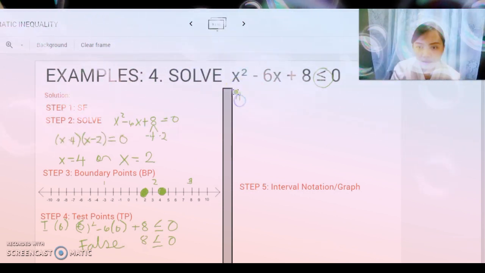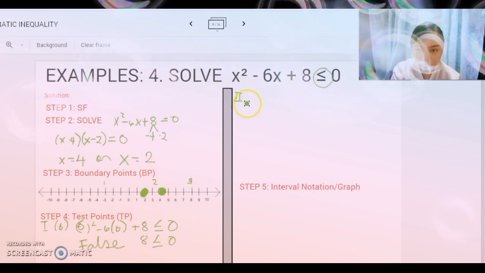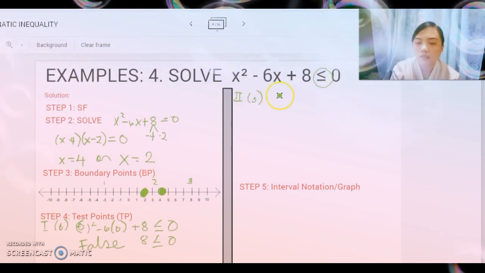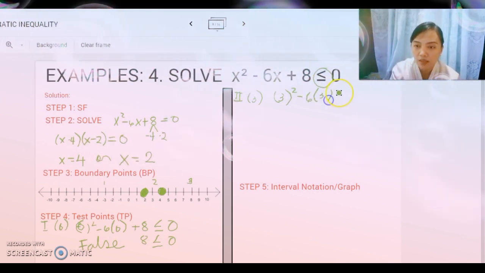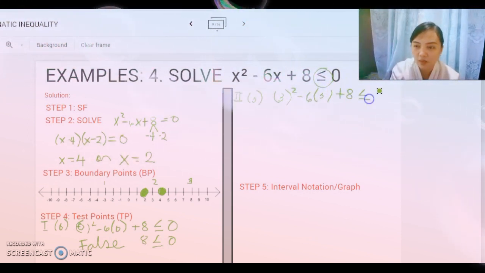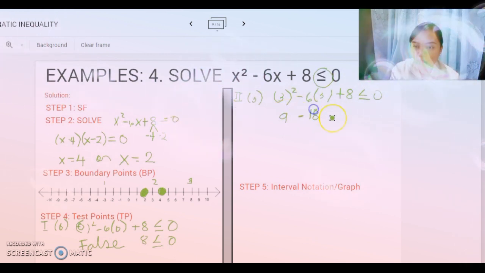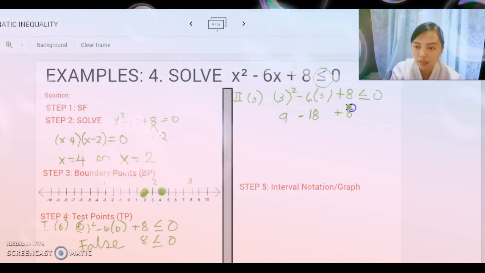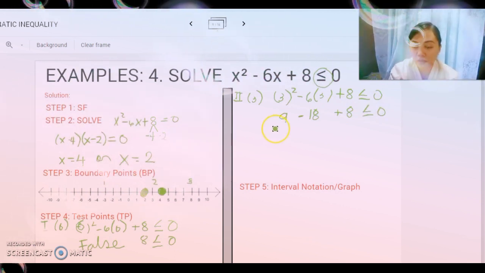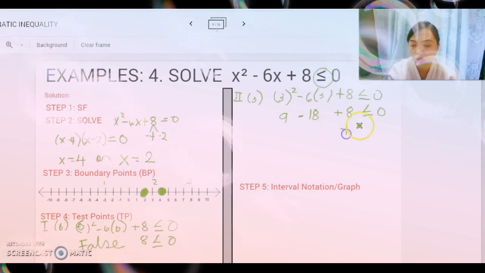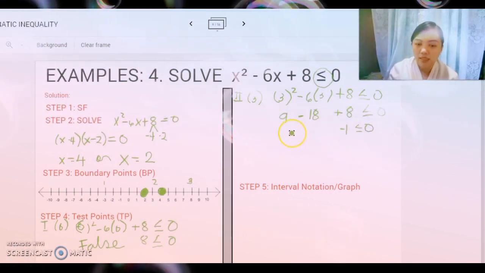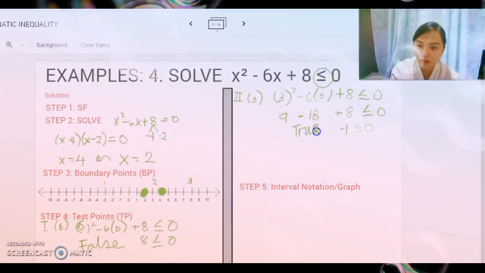Next, region 2. Sa region 2 naman, ang gagamitan natin, ito, dito tayo. Gamit tayo ng 3. So, we have 3 squared minus 6 times 3 plus 8 is less than or equal to 0. This is 3 squared is 9 minus 18 plus 8 is less than or equal to 0. 9 minus 18 is negative 9 plus 8 is negative 1. Is it less than or equal to 0? Yes, it is. So we have 3.